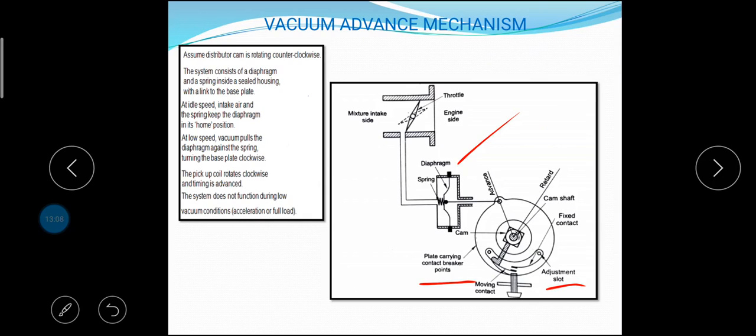By the combination of centrifugal and vacuum mechanisms, the ignition time can be adjusted to both the load and the speed of the engine to give optimum performance of the engine. This is all about advancing mechanisms.